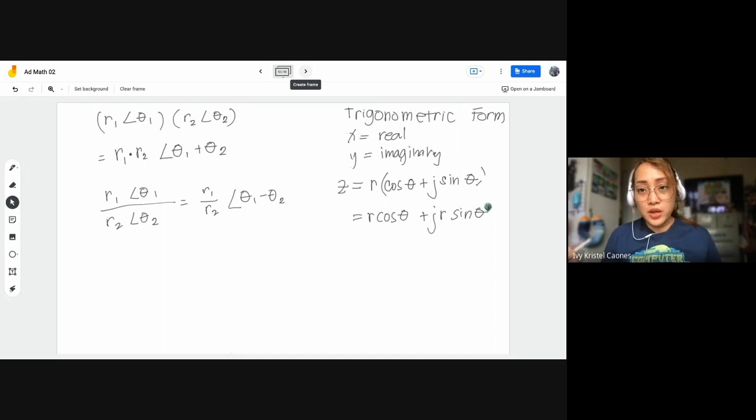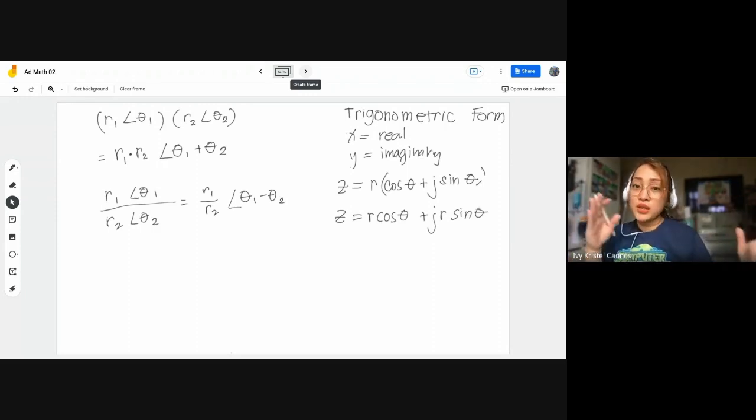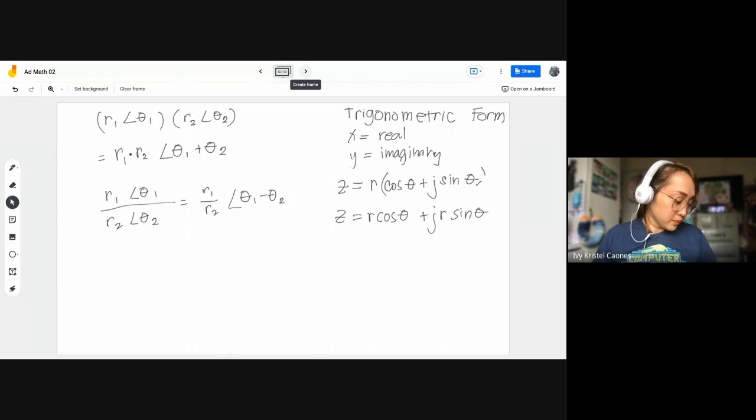Or, remember in your physics, if you take physics, your z is the resultant force. And having a resultant force, you have to know the equivalent of that r on your horizontal plane and on your vertical plane. And since your vertical plane is an imaginary number, that's why it should contain j. Okay? So that is another form of our complex number. That is called the trigonometric form.